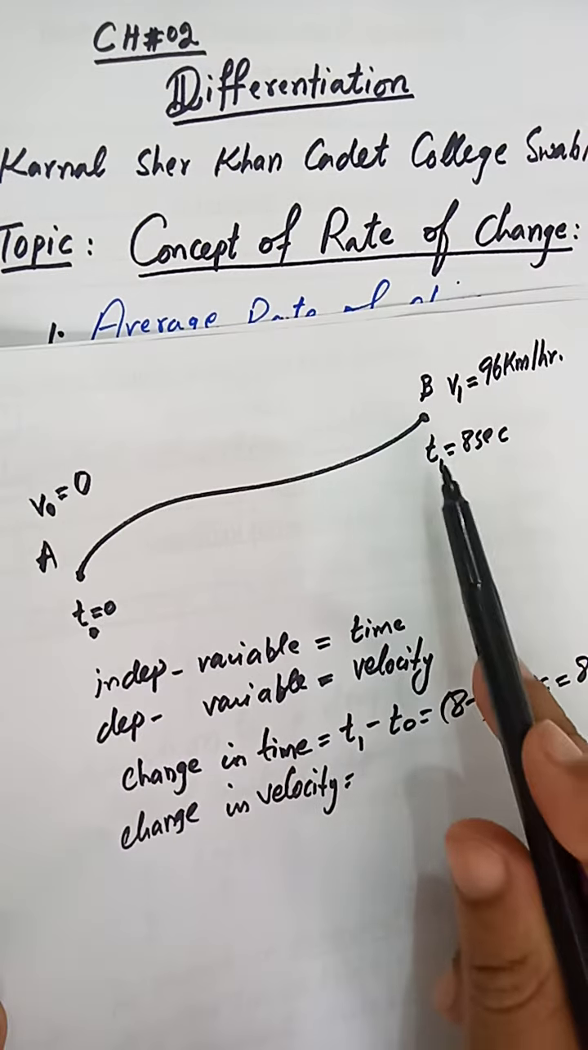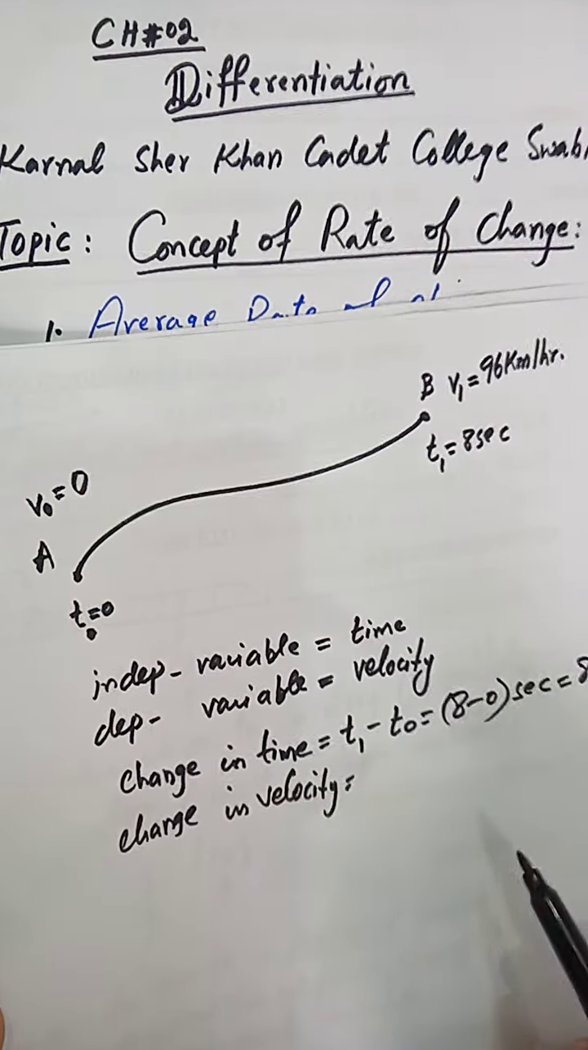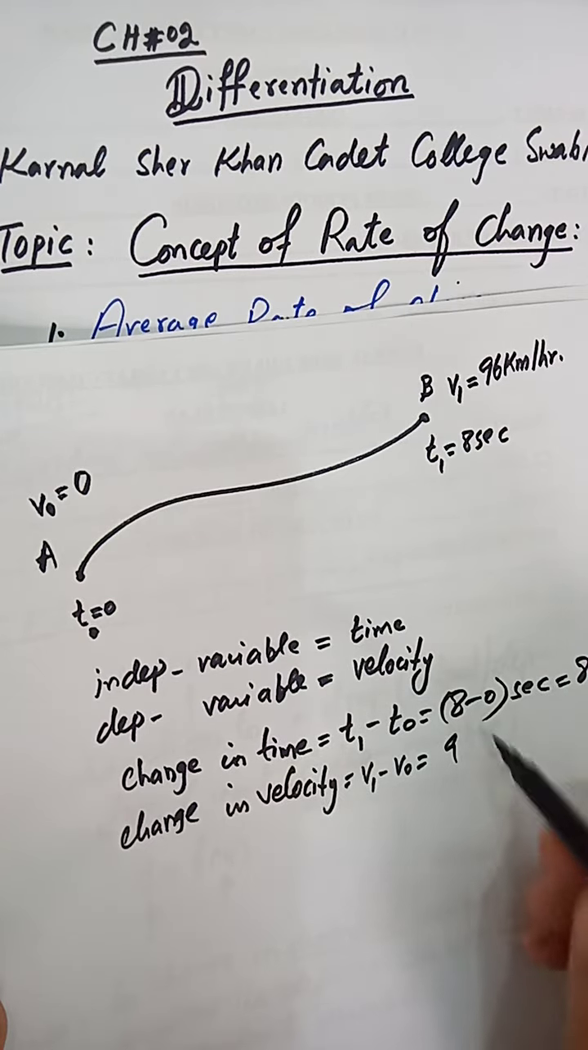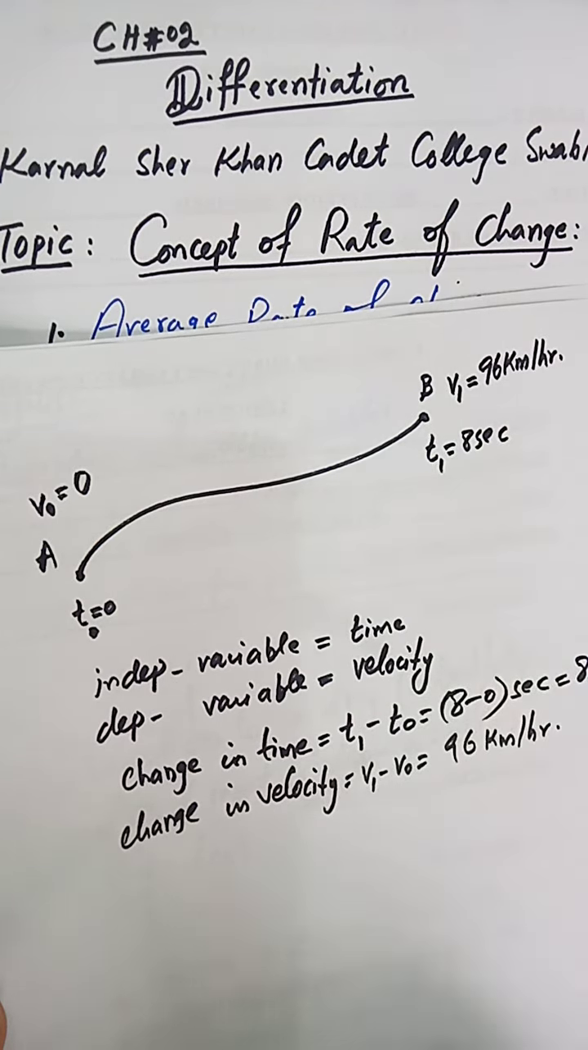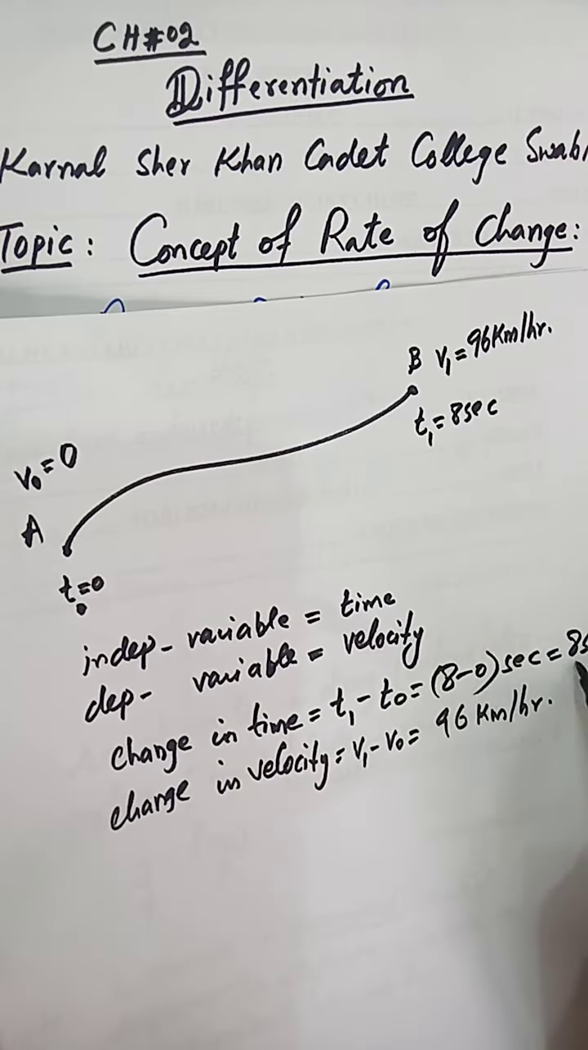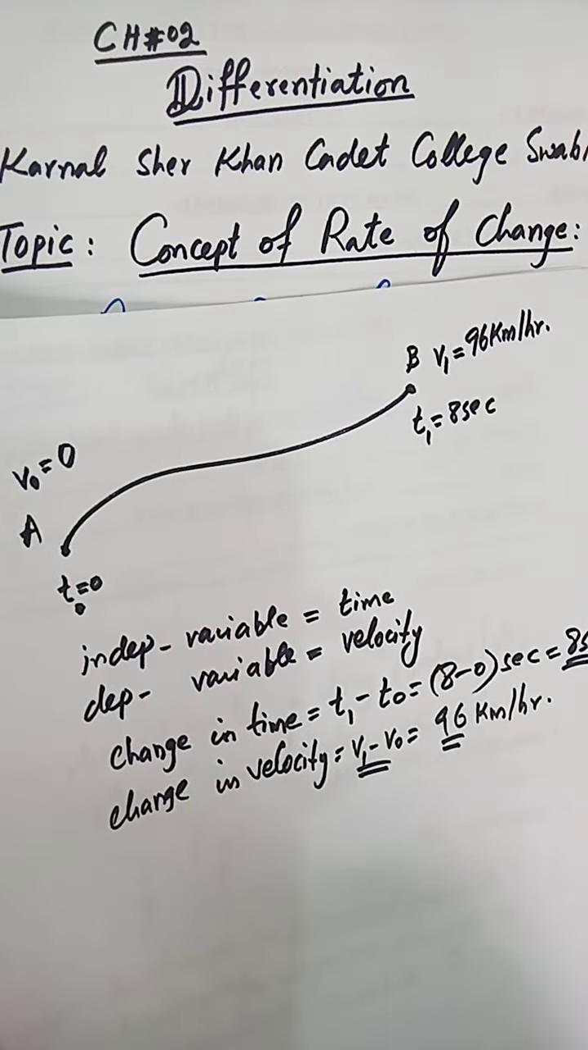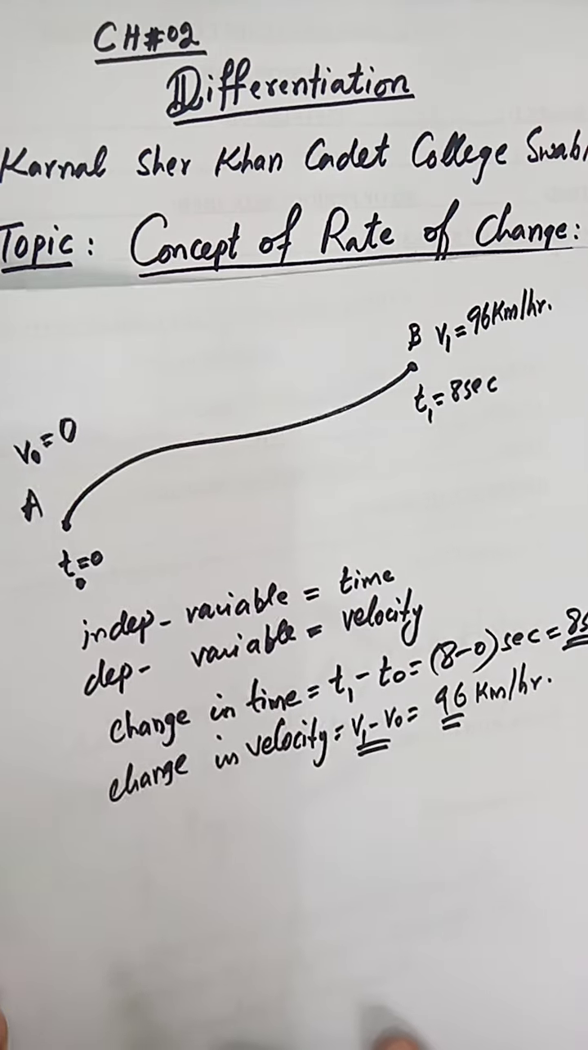And the change in velocity: at point A the velocity is 0 and at point B the velocity is 96 kilometer per hour. So v1 minus v naught will be 96 minus 0, meaning 96 kilometer per hour. So you see that the change in time is 8 seconds and the change in velocity is 96 kilometer per hour. So what will be the average rate of change?